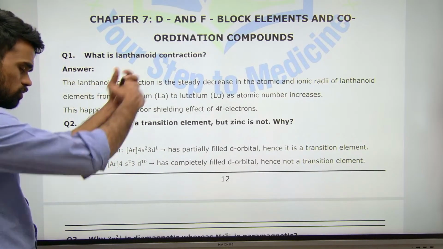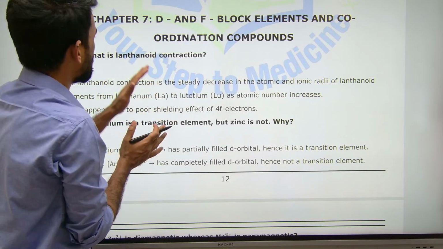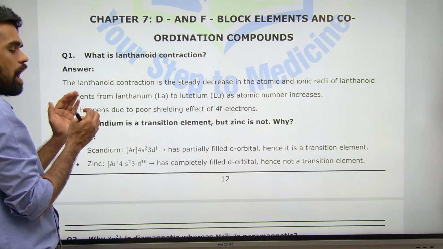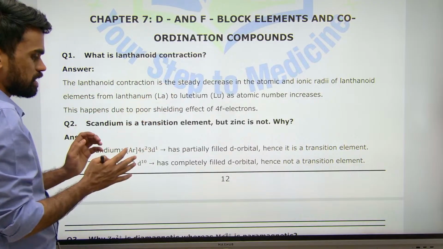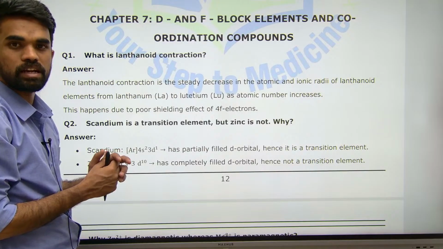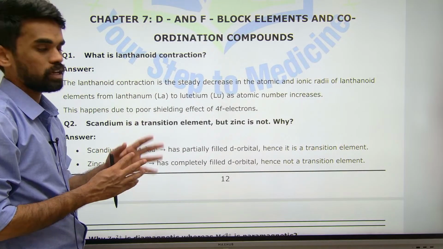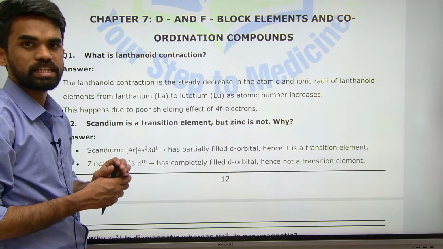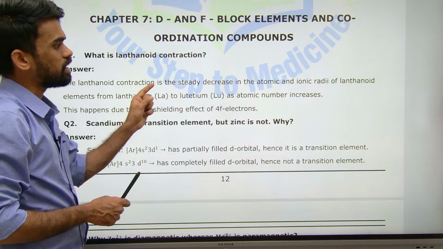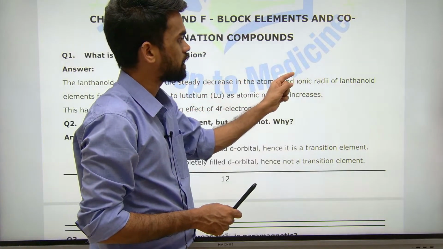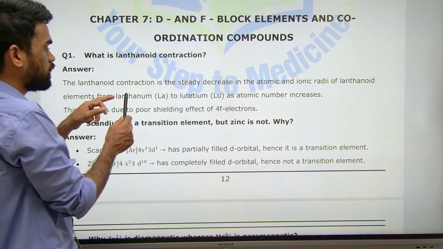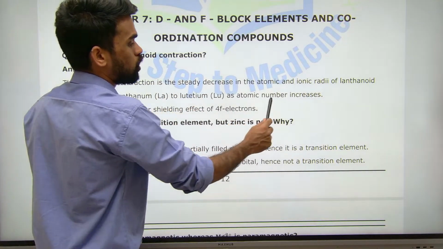It's not about that reason here, they are asking about lanthanide contraction. So what do we mean by this? As we move from left to right, size decreases for F block elements, and even for other block elements also it decreases. But the lanthanide contraction is the steady decrease in the atomic radii and ionic radii of lanthanide elements from lanthanum to lutetium as atomic number increases.